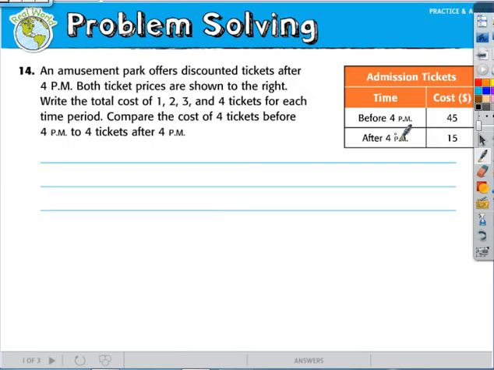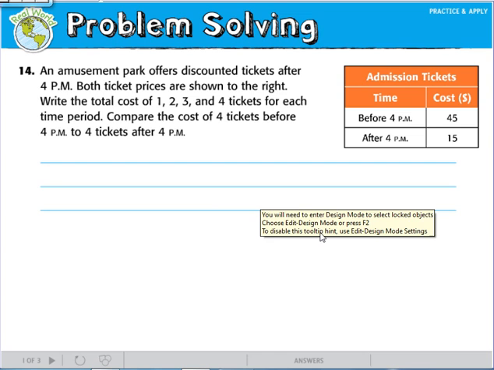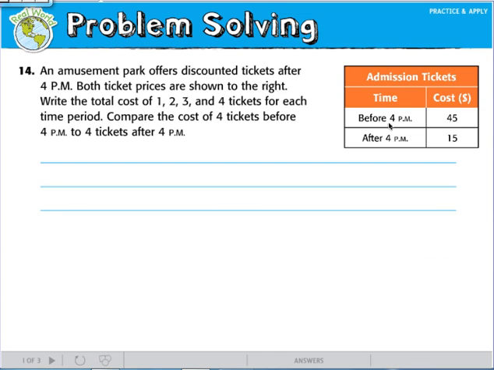14. 14 gives you a little table up here. Do not look at the entire problem, please. We need to read and find the important part. So it says an amusement park offers discounted tickets after 4 p.m. Both ticket prices are shown on the right. Write the total cost of 1, 2, 3, and 4 tickets for each time period. Compare the cost of 4 tickets before 4 p.m. to 4 tickets after 4 p.m.